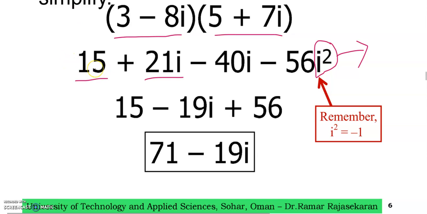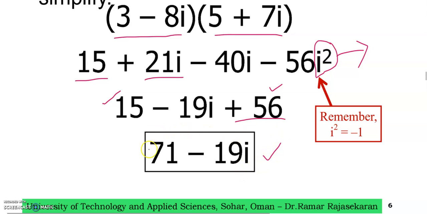Now, 15 is the real part. Here you see minus 56, but i squared is minus 1. So if you put minus 1 here, minus 1 times minus becomes plus 56. So now 15 is a real part and 56 is a real part. You add these two numbers, so the real part is 71. Here minus 19i, so minus 19 is the imaginary part. So this is the final answer when you multiply these two complex numbers.